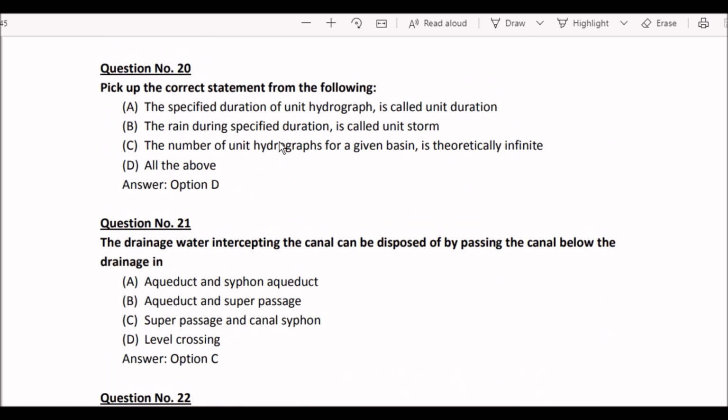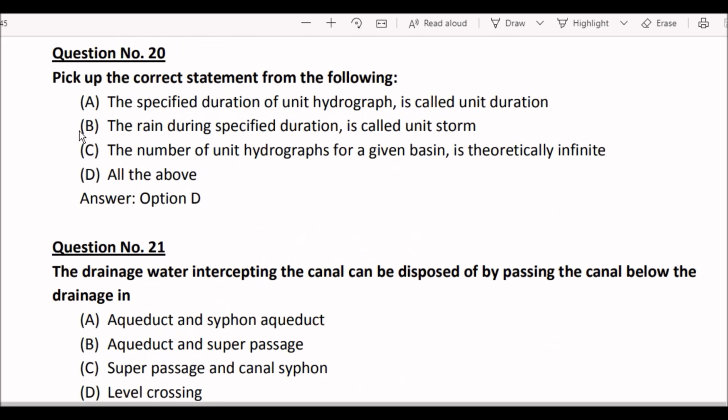Next question. Pick up the correct statement from the following. Option A. The specified duration of unit hydrograph is called unit duration. Option B. The rain during a specified duration is called unit storm. Option C. The number of unit hydrographs for a given basin is theoretically infinite. Option D. All of the above. Right answer here is option D. All of the above.